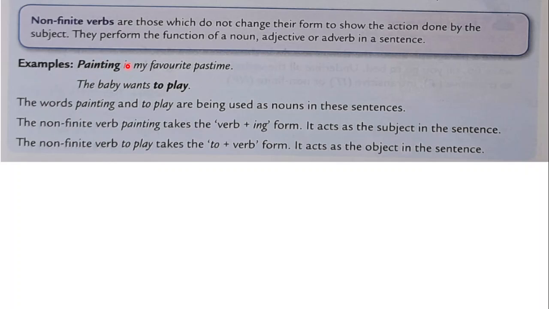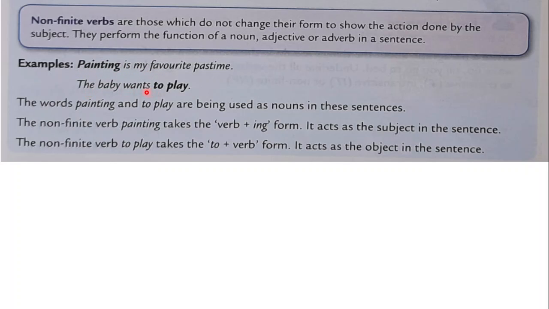Here it is functioning as a noun. What is my favorite pastime? Painting. It is the name of that thing, the name of something which is my favorite pastime. Since it acts as a name, it is a noun. Hence it is called a non-finite verb.